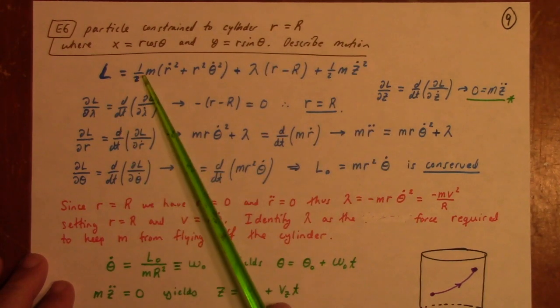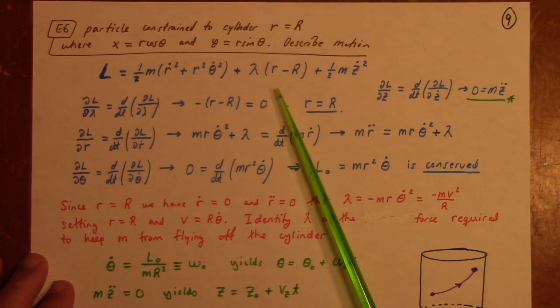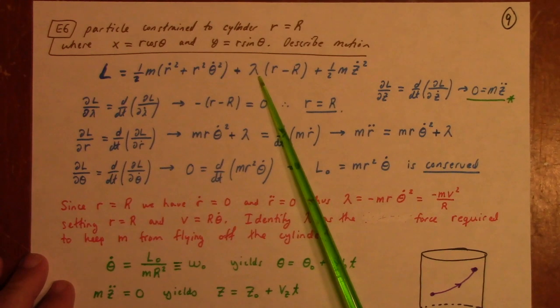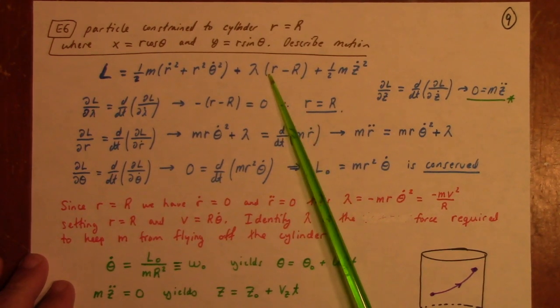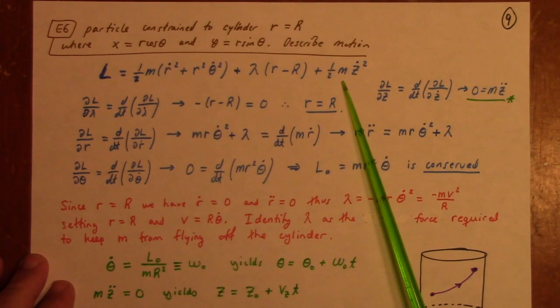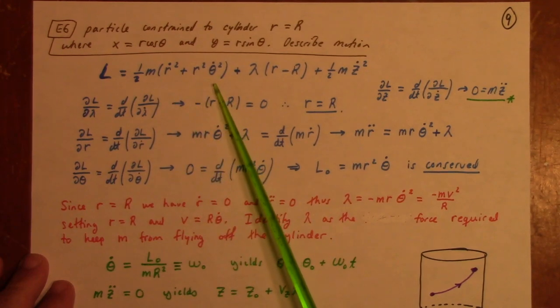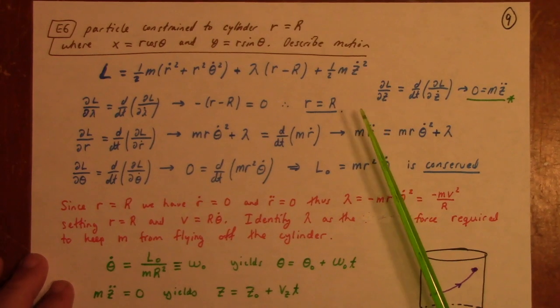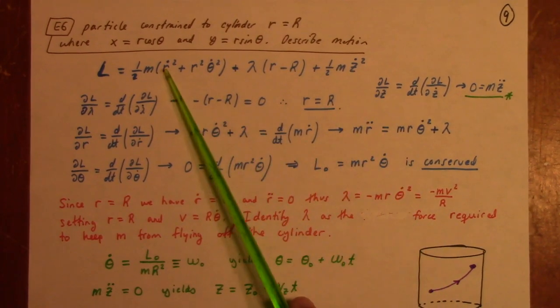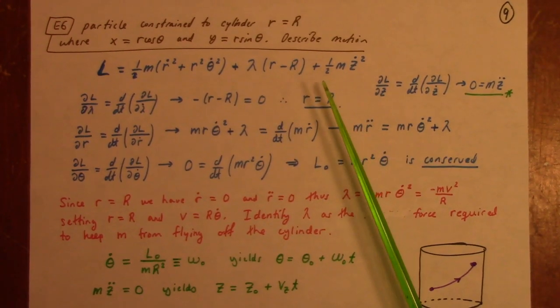So the Lagrangian, 1/2 m (r dot squared plus r squared theta dot squared), that's the kinetic energy. And then you can throw in what's called a Lagrange multiplier, lambda, times (r minus R). So this is the constraint, r equal to R. And then, because I forgot until the end of this example, it's three-dimensional, so 1/2 m z dot squared, there's the rest of the kinetic energy. So your xy part becomes r and theta, your z part is right there. And so in this context, there are r, theta, lambda, and z as my variables.